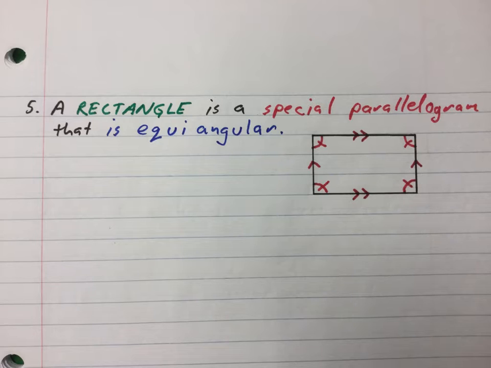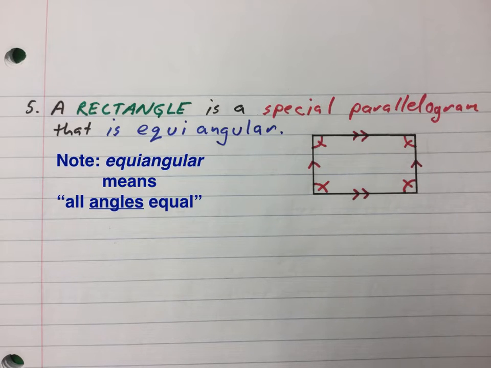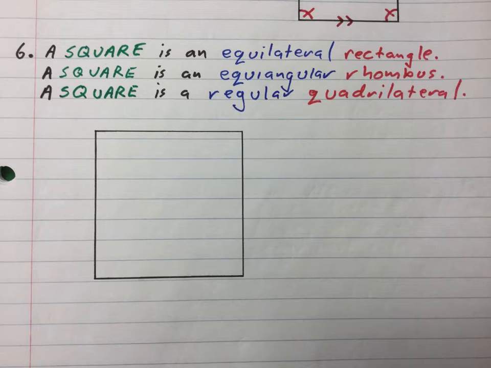So a rectangle is also a special type of parallelogram that happens to be equiangular. So we have rhombuses, we have rectangles. So what is a square? A square, we can think of it in a bunch of different ways. It is an equilateral rectangle. In other words, all the sides are the same and it happens to have the properties of a rectangle.